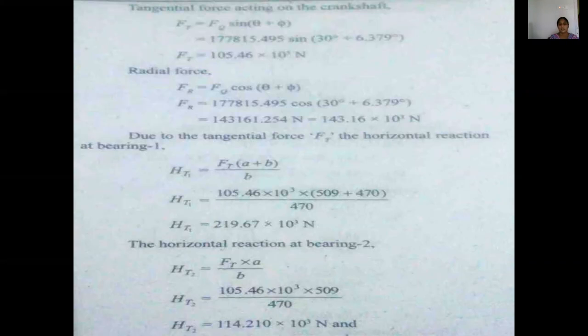Next, due to tangential force Ft, the horizontal reactions at bearing 1. Horizontal reaction due to the tangential force, HT1, is equal to Ft into A plus B by B. HT1 is equal to 105.46 into 10 cube into 509 plus 470 by 470. Like that, you will find out the horizontal tangential force reactions. Okay, the horizontal reactions at bearing 2 also you can find out the same way.